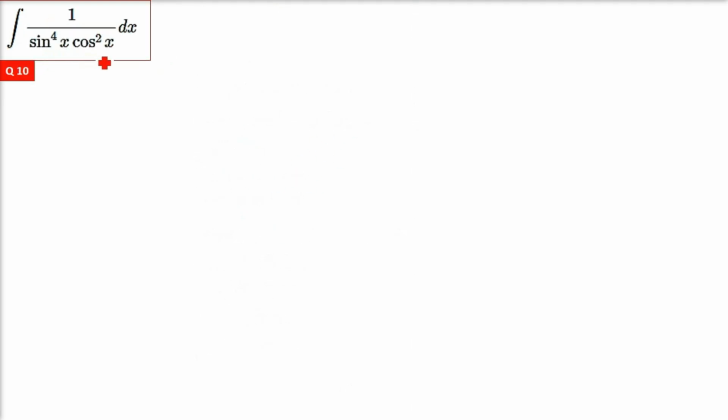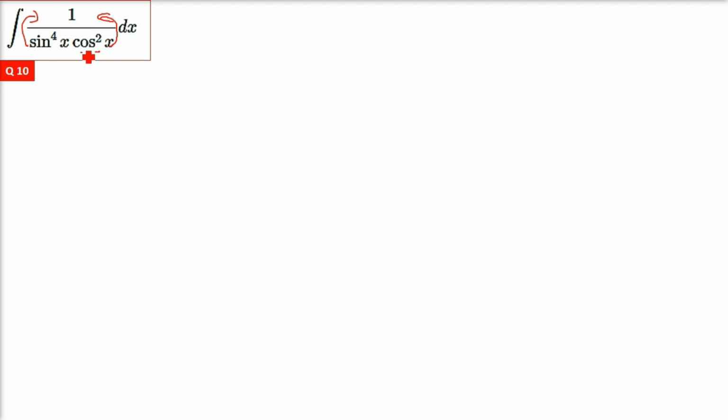1 by sine raised 4x by cos square x. Now we can take this sine raised 4x upstairs, to the numerator. That will go cosec raised 4x, and cos square x will be sec square x. So this is not going to give you anything, because cosec square x and sec square x have no relationship. Cosec square x has a relationship with cot and sec has a relation with tan. So that is, you can say, a natural way of representing them and solving it.